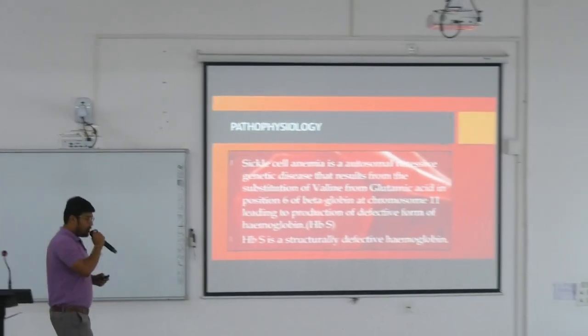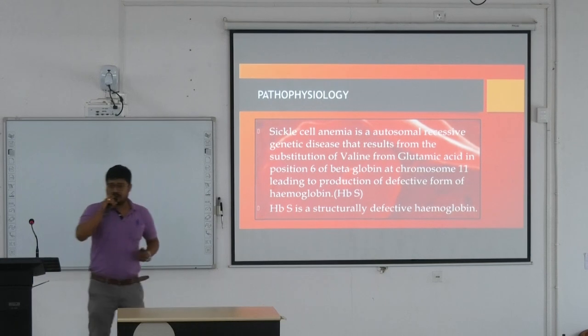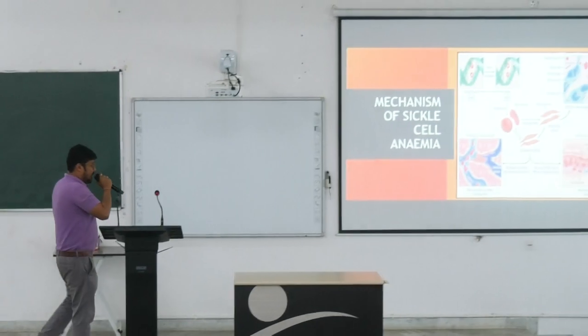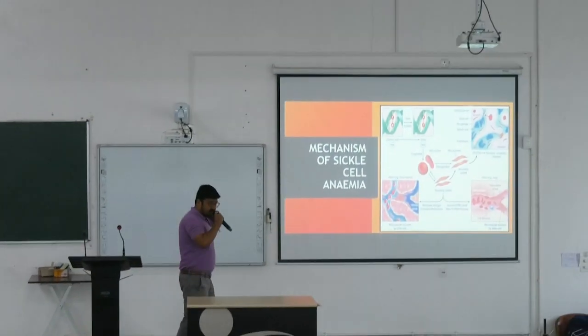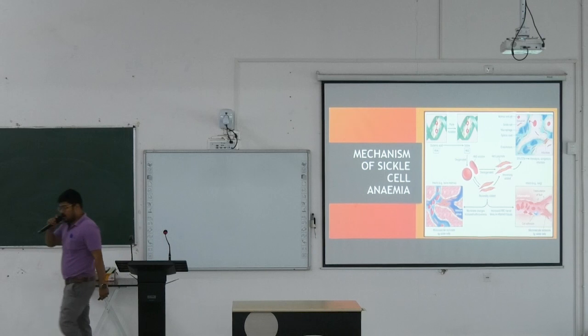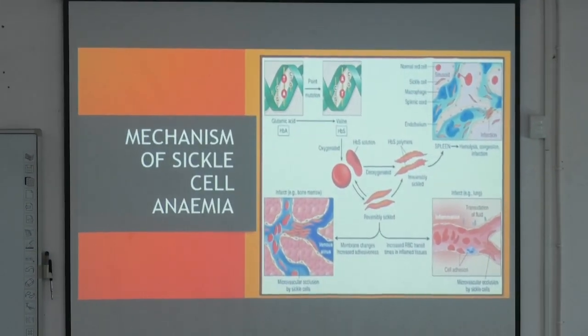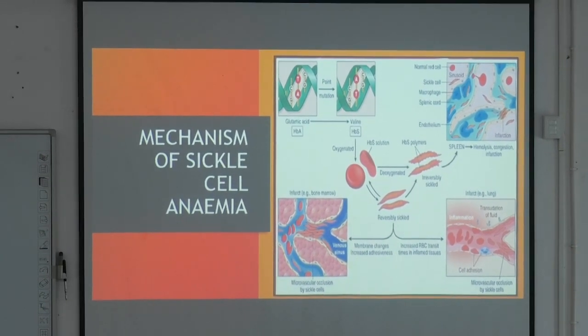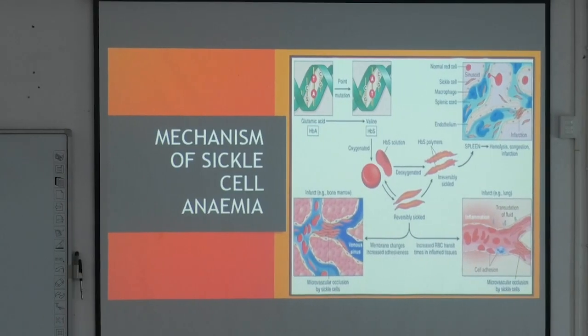So, hemoglobin S or sickle cell hemoglobin is a structurally defective hemoglobin, so that the cell membrane of the RBCs, this picture can be seen from the last row. This picture, let me check. Okay. Letters are not vivid, but you can see the pictures.